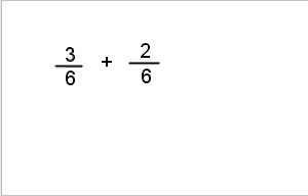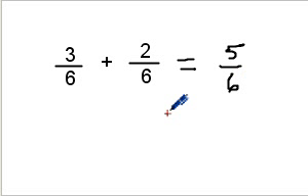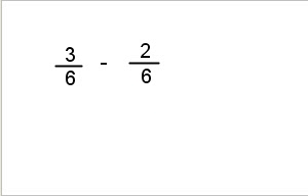Because these two numbers have the same denominator, that means they have like terms, so we can easily combine them. So when you have two fractions with the same denominator, you can just add the two numerators together. 3 plus 2 is 5, but you leave the denominator the same. So you leave the denominator as 6.